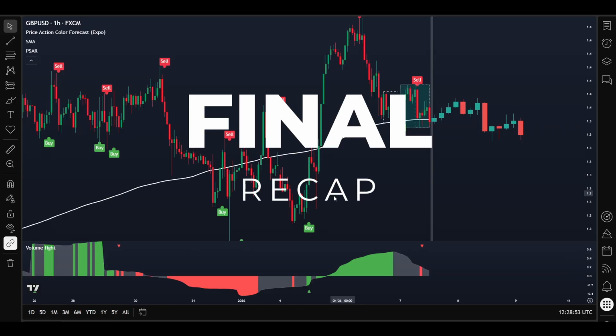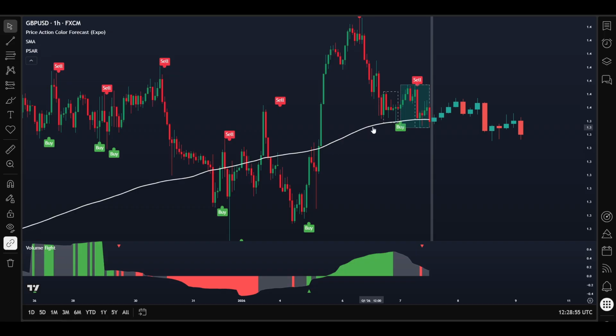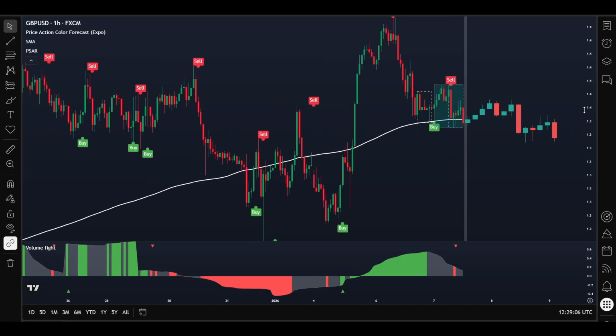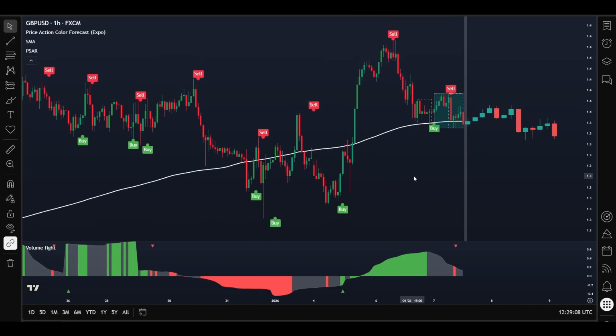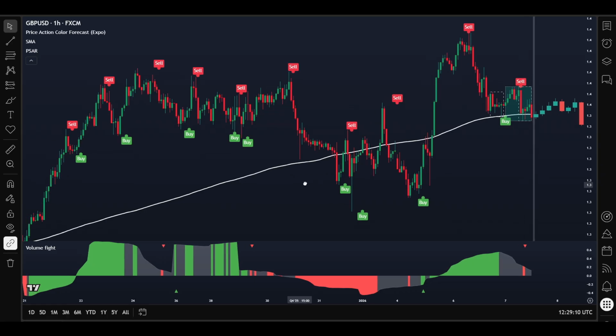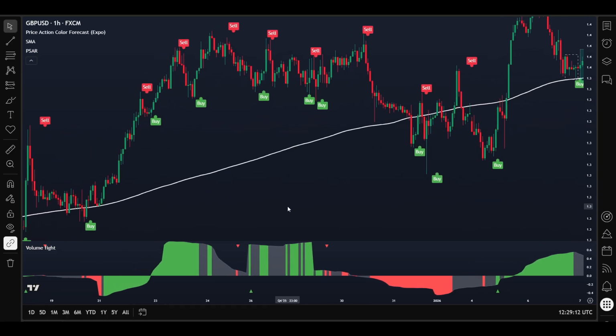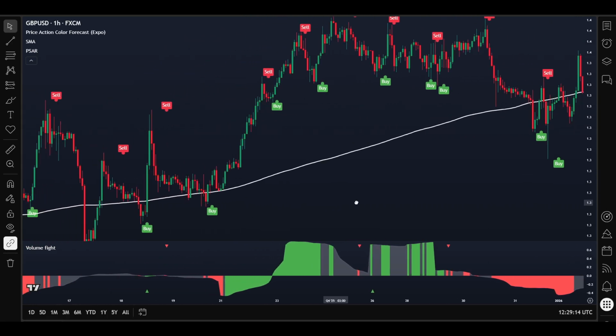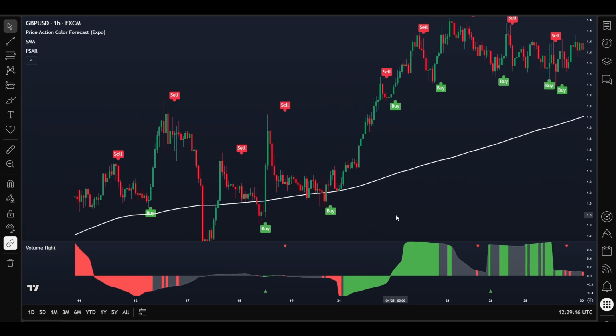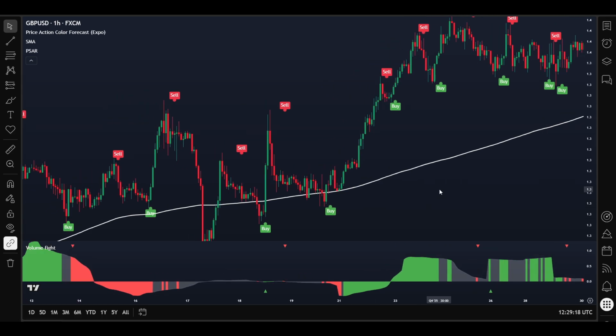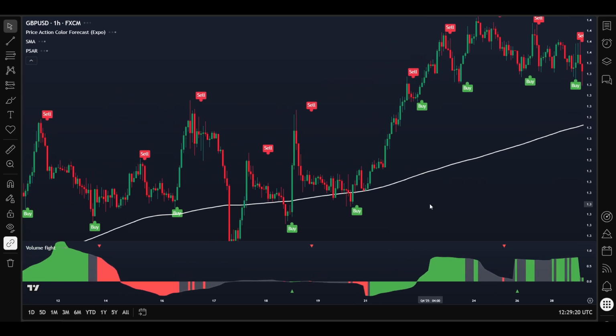Final recap. Regime comes from the 200 moving average. Timing comes from Parabolic SAR. Participation comes from Volume Fight. Context comes from Price Action Color Forecast. Confirm on the close, enter on the next open, stop beyond structure, target 1 to 1.5. If any box is unchecked, there is no trade. Trade the rules, not the forecast, and let disciplined execution, not prediction, drive results.